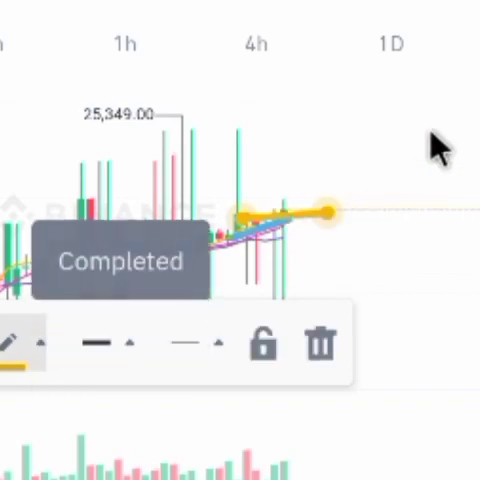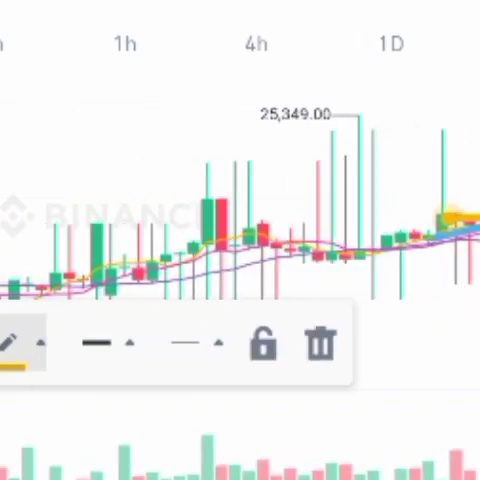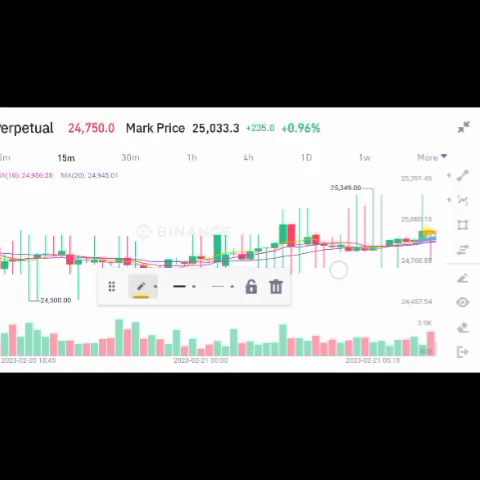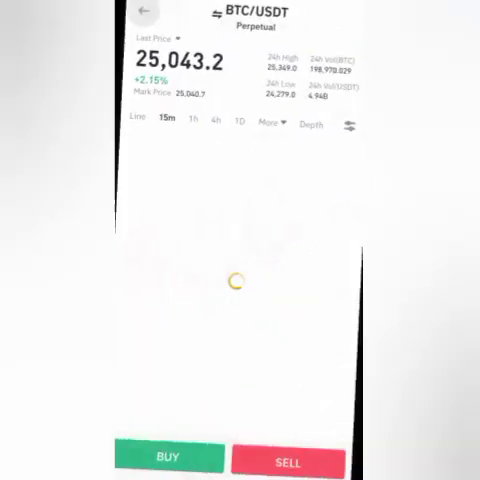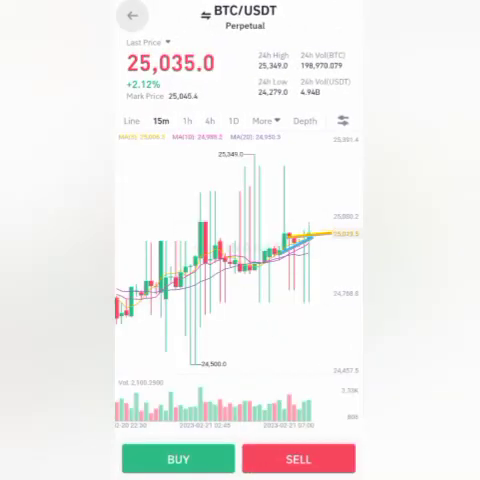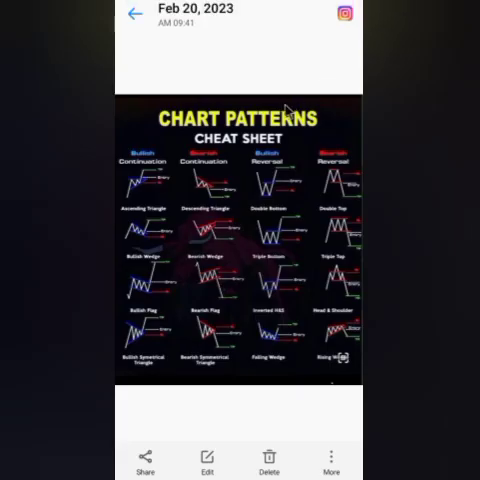Okay, now you can see I have this diagram. And this diagram, what does that mean? You can see with the trade pattern, there are lots of diagrams that we need to know. Okay, then I go to my chart board to see if this diagram is going to predict that I'm going to make profit or I'm going to make loss. This is the chart pattern.